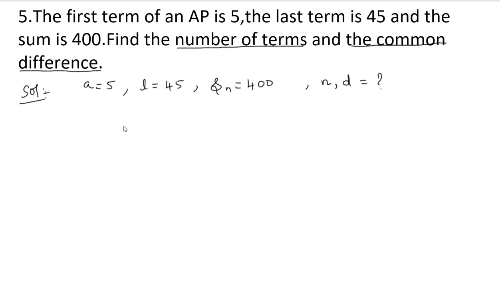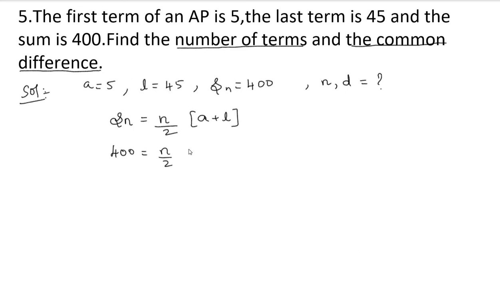So, how will we find n? n is equal to L minus A by D plus 1. But here we don't know D itself, so we cannot use it. Otherwise, what can we use? We know that Sn is given, no? So using the Sn formula, Sn is equal to n by 2 into A plus L. We will use this and find n now. Instead of Sn, we can substitute 400.